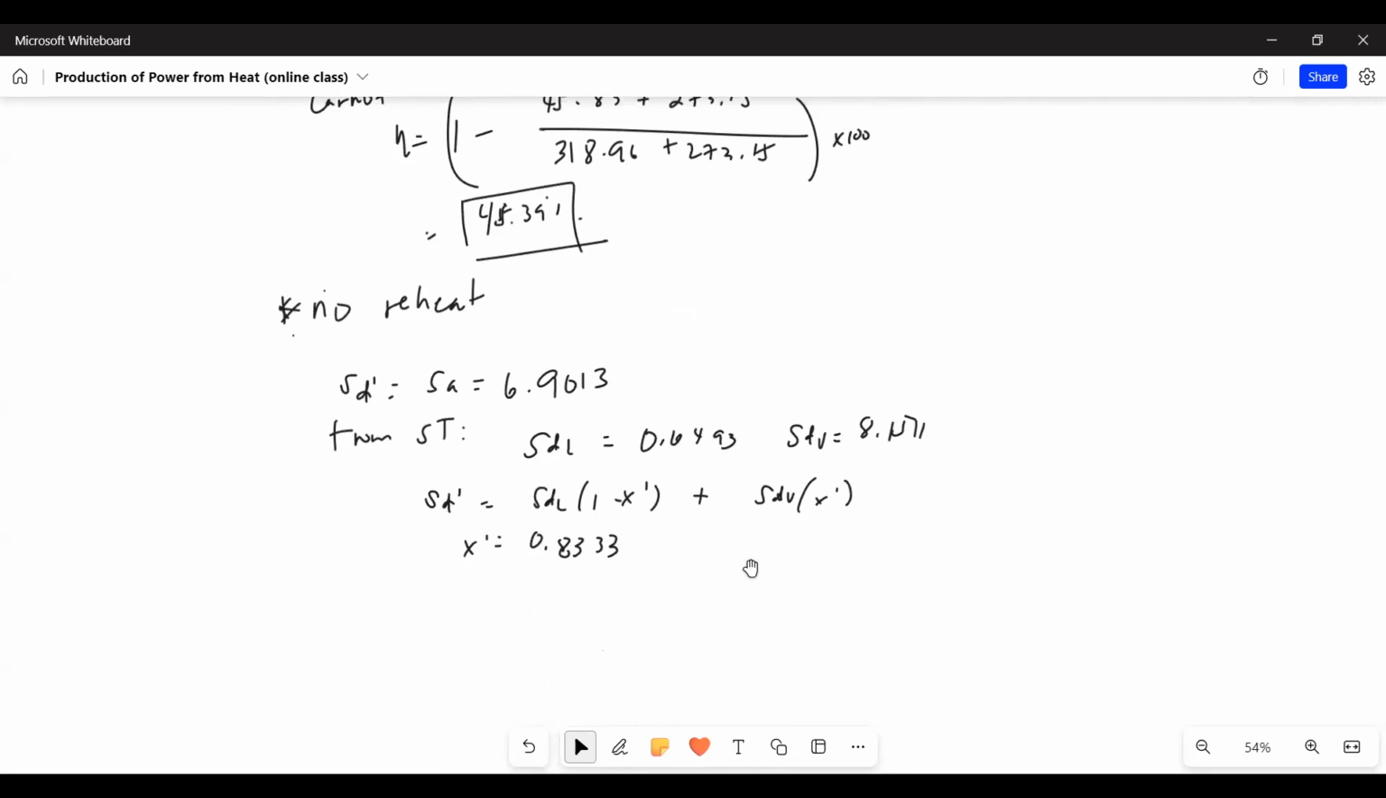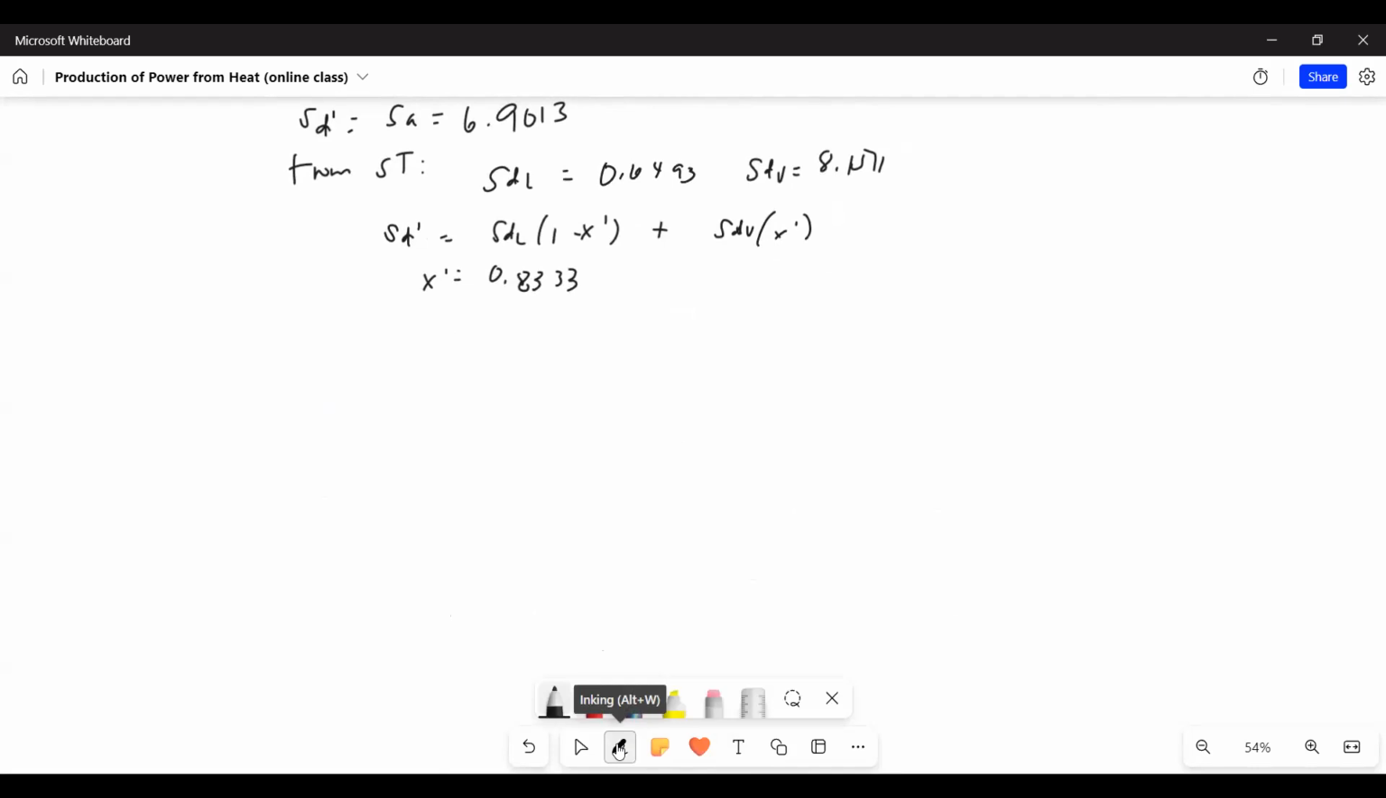Let's proceed. So after getting x prime, what's the next step? We solve for HD prime. So from the steam table, we get the properties of HDL. HDL is 191.832, and HDV is equal to 2584.8. And then using x prime, we get HD prime, and the value is 2186.13. Let me rewrite that. 2186.13.